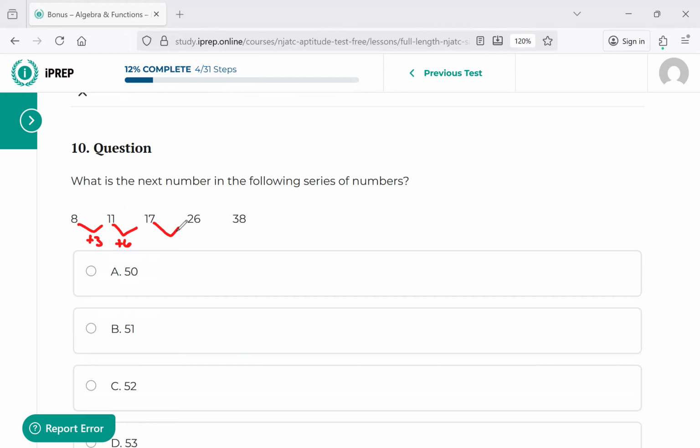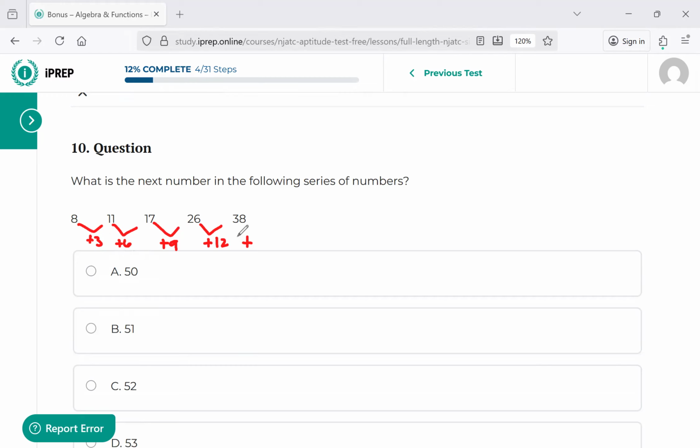From 17 to 26, what did you have to add? 9. And then from 26 to 38, what did you have to add? 12. So as you can see, we are adding numbers, but they're not consistent. In the other ones it was always the same number. But this one, what do you see? From 3 to 6, you had to add 3. From 6 to 9, you had to add 3.